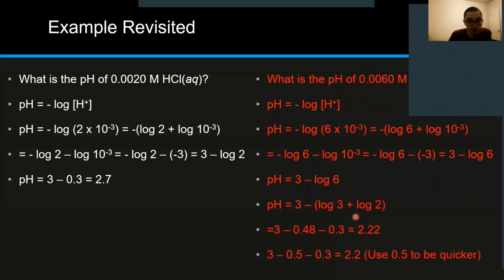All right, here we go. So we have 3 minus log of 3 plus log of 2. And this is going to evaluate to 0.48 minus 0.3. So log of 3 you can approximate to be 0.5. Log of 2 you can approximate to be 0.3. So 0.5 and 0.3 is equal to 0.8 right here. 3 minus 0.8 is 2.2. All right, does anybody have any questions?